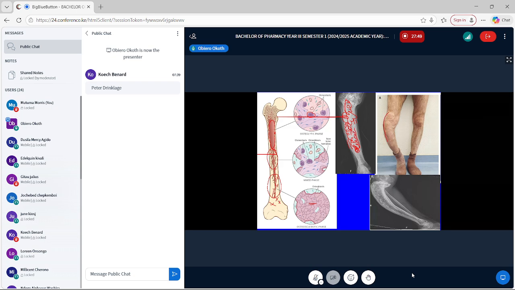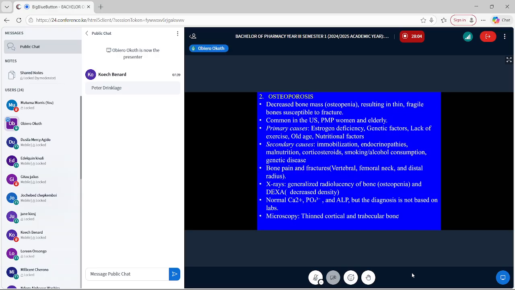It looks like a sword. The books will tell you it looks like a sword, and that's what you're seeing here. In the tibia. The tibia. This is a metabolic bone disease.